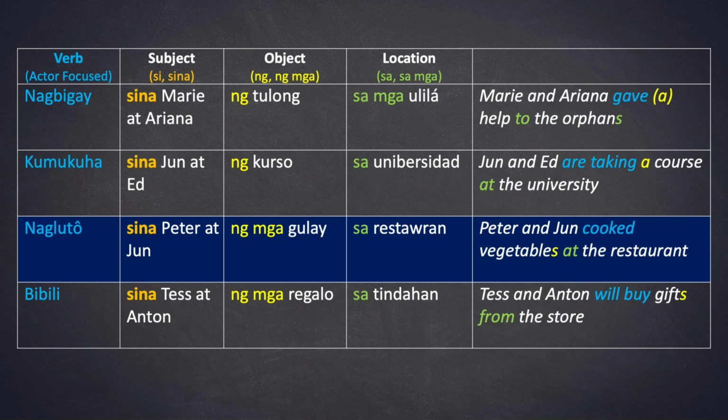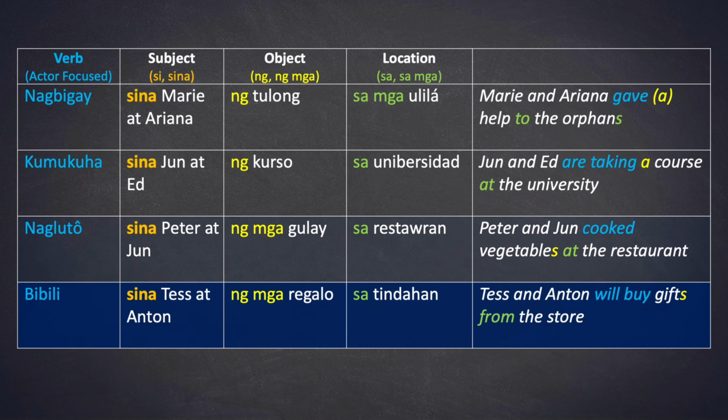Nagluto sina Peter at June ng mga gulay sa restaurant. Peter and June cooked vegetables at the restaurant. Bibili sina Tess at Anton ng mga regalo sa tindahan. Tess and Anton will buy gifts from the store. Now, let's try the VOS+Location Pattern, which sounds more logical because the verb and the object sit together, making it clear what the verb is doing with the object.